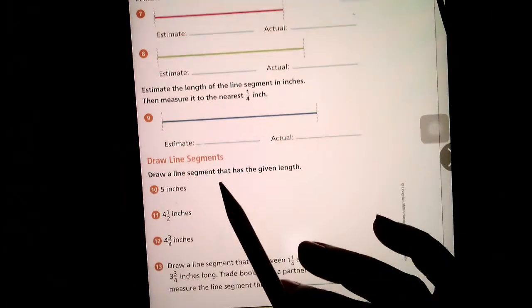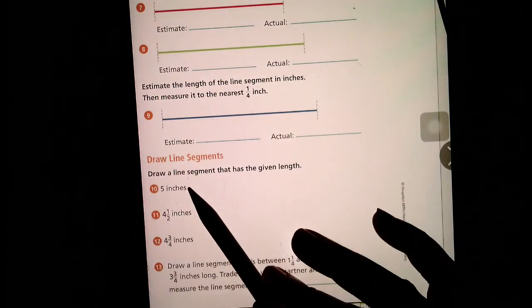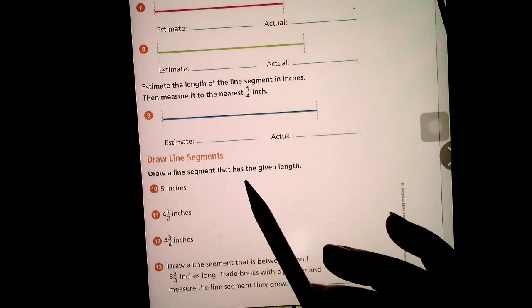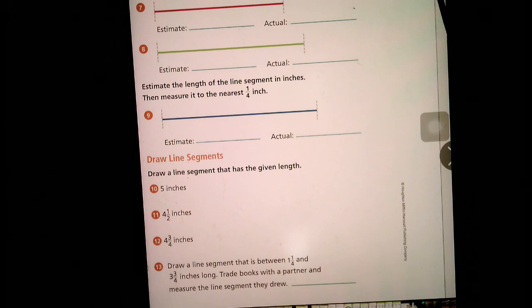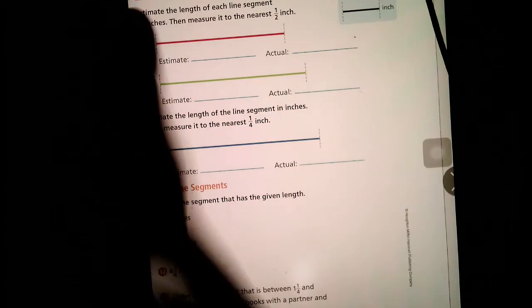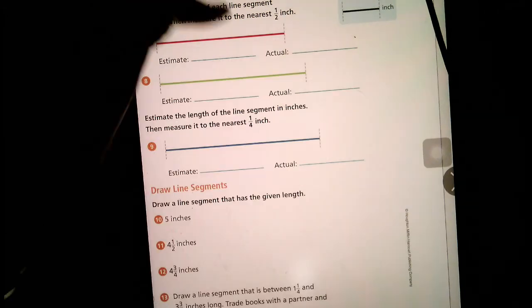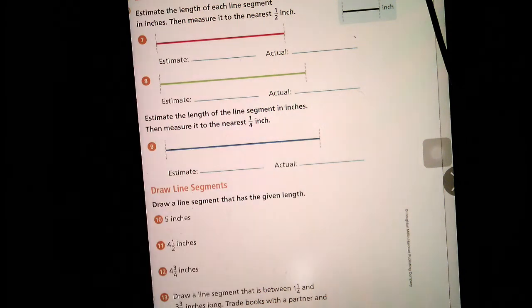Down here for this section, it says draw a line segment that has the given length. Actually, you know what? I'm going to go on and give you the answer to number 7. So pause the video. I'm going to give you the answers to 7, 8, 9. Then you're going to unpause, and then we're going to go on to number 10.